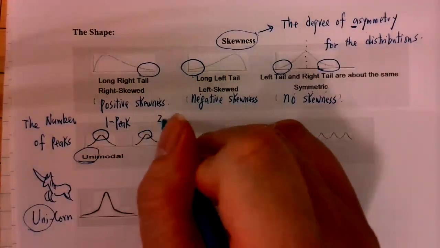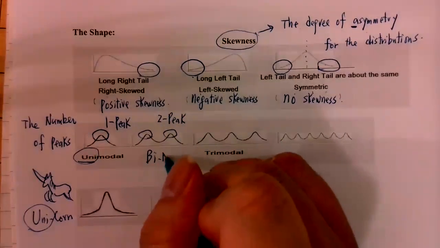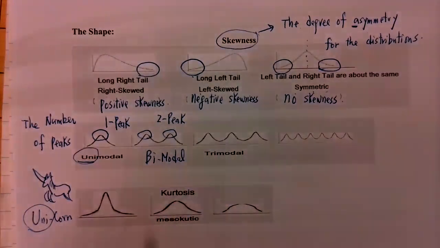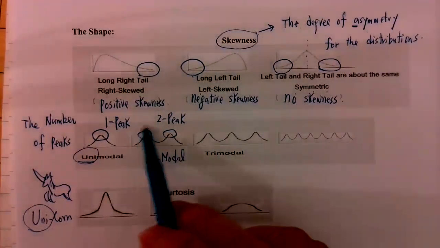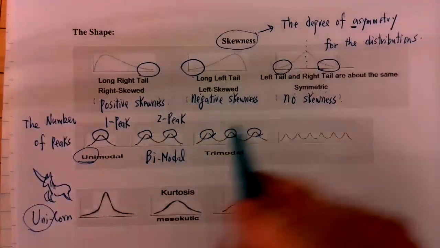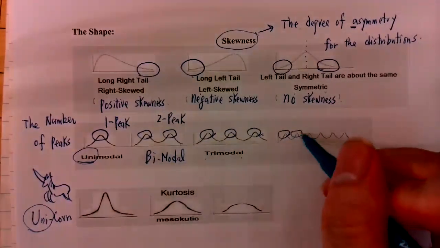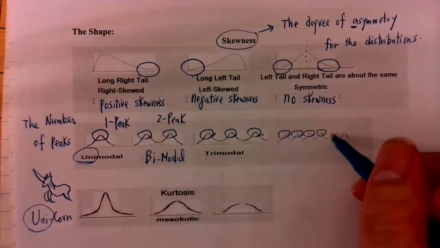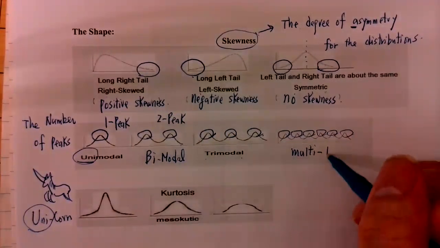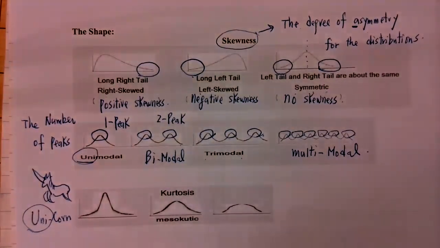Second one, you find two peaks. This is called bimodal. Bicycle means two wheels. Okay, bimodal means two peaks. 1, 2, 3. Three peaks is called trimodal. And if you find many peaks, don't count. Just call them multimodal. Okay? Just call them multimodal.